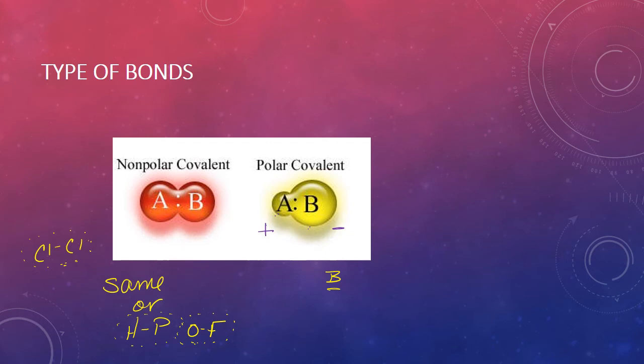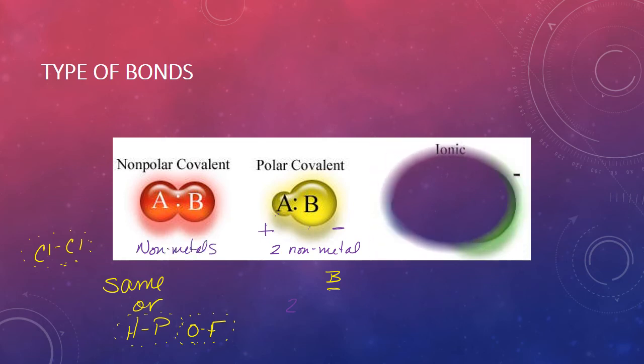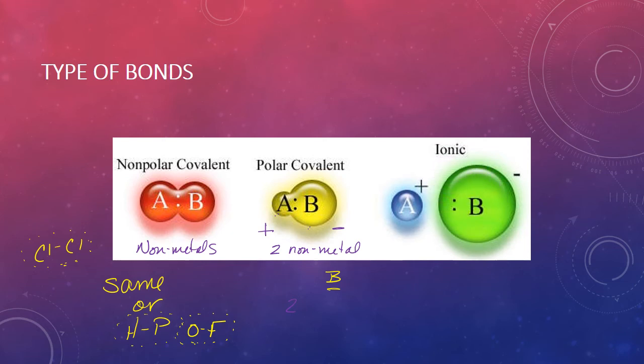For our rules in Gen Chem, we're still looking at two nonmetals, which is a good rule for us in Gen Chem. And again, these are also nonmetals. Now, the ones that don't even share, they're ionic. Cation, anion, electrostatic attraction, metal with a nonmetal.